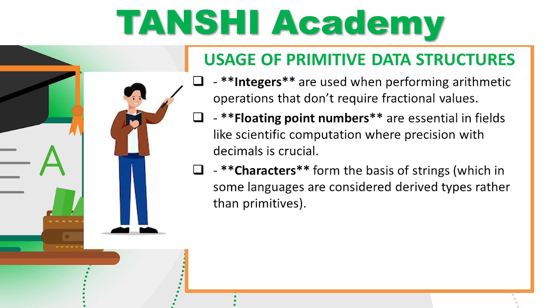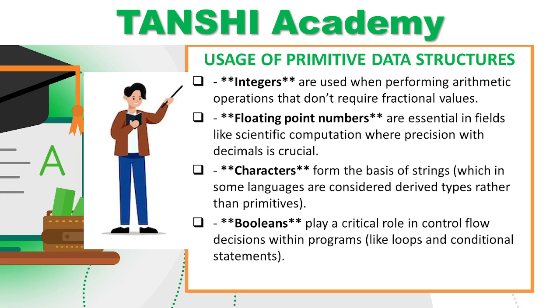Characters. They form the basis of strings. We should remember that a string is a combination of characters. So if you want to spell out a name, for example, the name "primitive" is a combination of characters. P is a character, R is a character. When you combine all of them, it forms a string. So characters form the basis of strings.